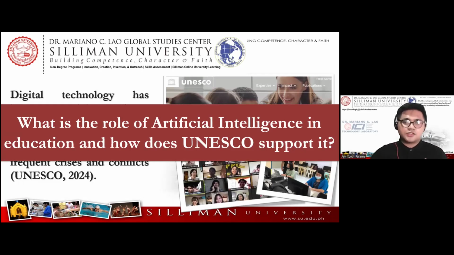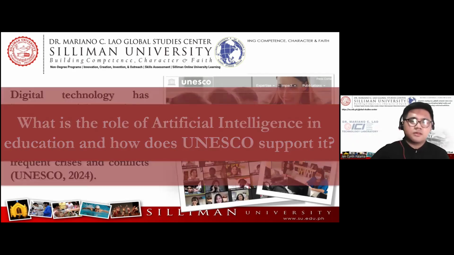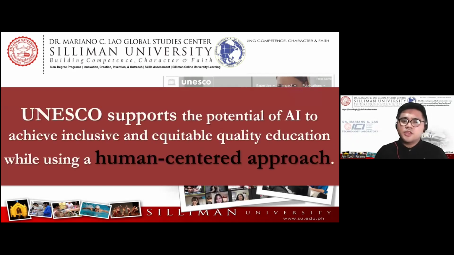But in this context, in this article, UNESCO really emphasizes that artificial intelligence should be developed and applied in a way that prioritizes human well-being, our ethics, our values, ensuring it enhances education while safeguarding at the same time human rights and dignity. So then, UNESCO supports the potential of artificial intelligence to achieve inclusive and equitable quality education while using a human-centered approach.